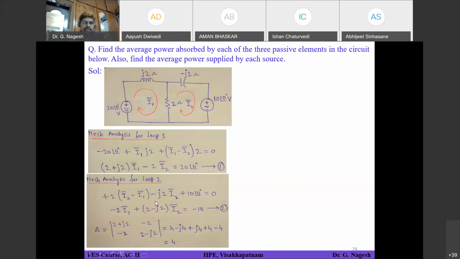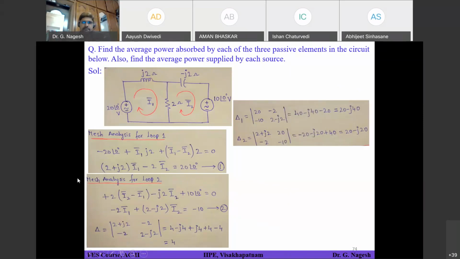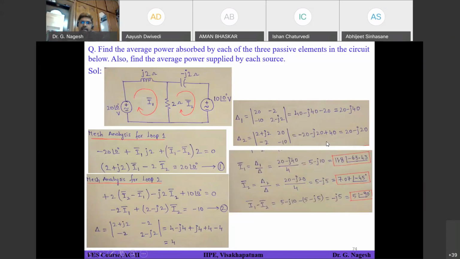Okay, so these two are the equations from mesh analysis you will get, and from that you can calculate. Your objective is to calculate I1 and I2 phasors here, right? So you have got this is your delta value. So after that you have to find out delta 1 and delta 2. Okay, so to do that you have to replace in this. For delta 1 you have to replace column 1 with 0 and minus 10, sorry, 20 at an angle of 0 degrees and minus 10, right? That is done, and delta 1 you can calculate, and similarly delta 2 also you can calculate. You are all familiar with this, right? So after that you can calculate I1 and I2.